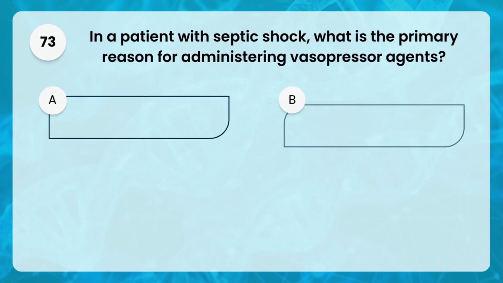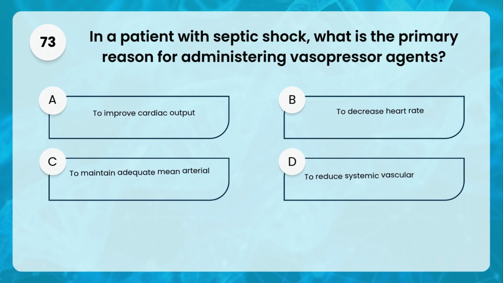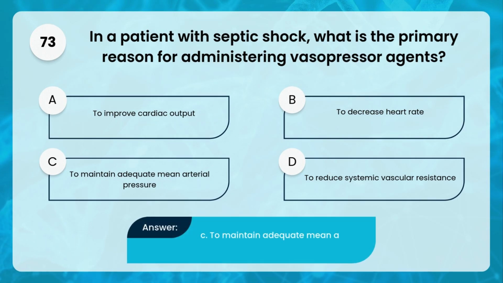Number 73. In a patient with septic shock, what is the primary reason for administering vasopressor agents? A. To improve cardiac output. B. To decrease heart rate. C. To maintain adequate mean arterial pressure. Or D. To reduce systemic vascular resistance. The answer is C. To maintain adequate mean arterial pressure.